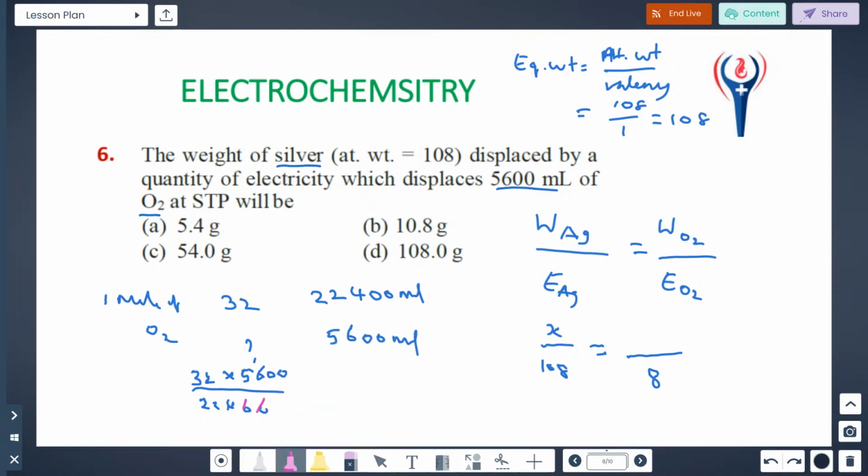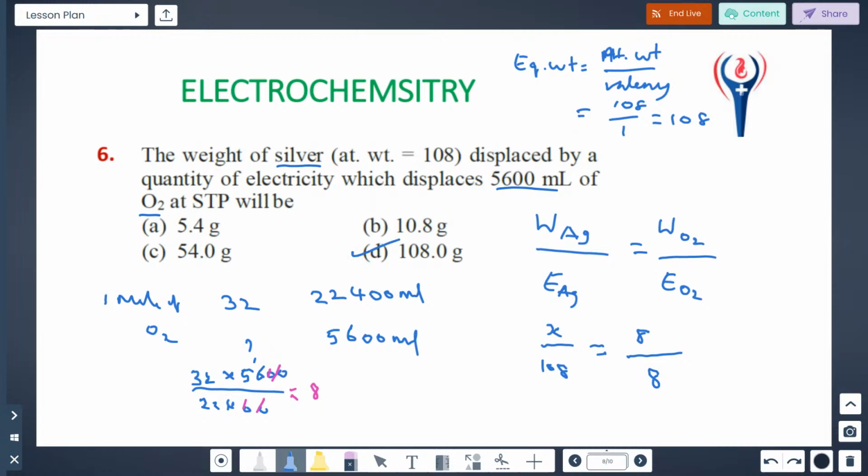So if you simplify this, 0 0 cancel. This also cancels. So if we simplify, the answer will be 8. So then only I put 8 here also. Understood? So that's all. Now 8 can cancel. Here 1 is there. So therefore X is equal to 108. Understood? So the weight of silver is 108 gram. So the answer is D, the correct one.